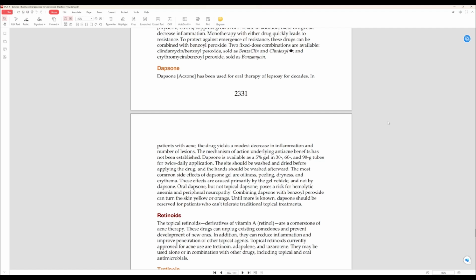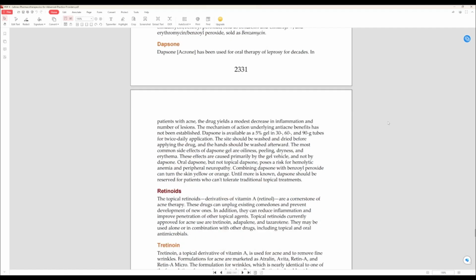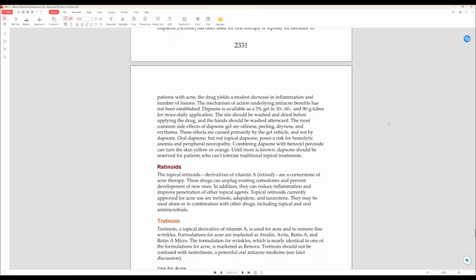Which brings us now to the retinoids we slightly discussed already. The topical retinoids, derivatives of vitamin A, are the cornerstone of acne therapy. These drugs unplug existing comedones and help prevent development of new ones. In addition, they can reduce inflammation and improve penetration of other topical agents. Topical retinoids currently approved for acne use are tretinoin, adapalene, and tazarotene. They may be used alone or in combination with other drugs, including topical or oral antimicrobials.